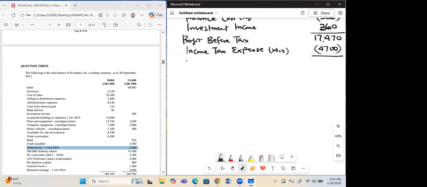What do you get? 12,770. Let's go to other comprehensive income.